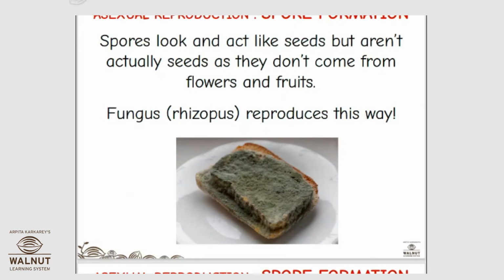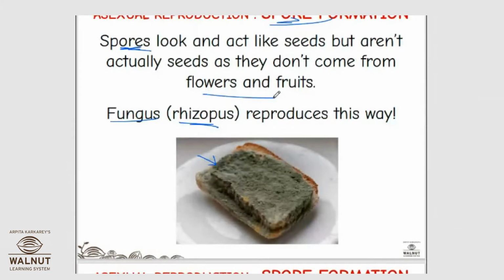Now, another method of asexual reproduction is spore formation. If you have seen stale bread, leftover bread that you have kept like that, after 3-4 days you will see black spots over it. What is that? It is actually a fungus, and the name of that fungus is rhizopus. It reproduces in this way. Spores look and act like seeds, but aren't actually seeds as they don't come from flowers or fruits.